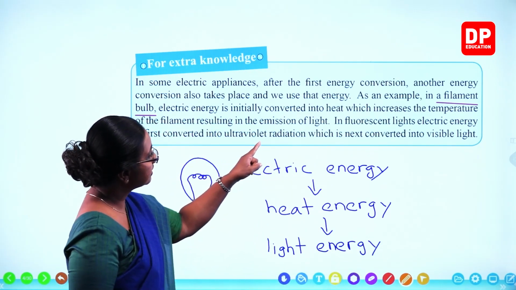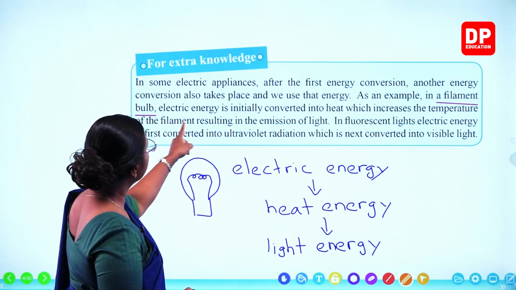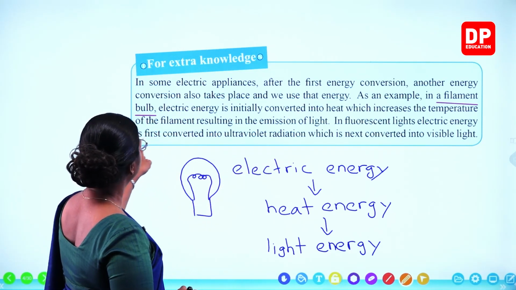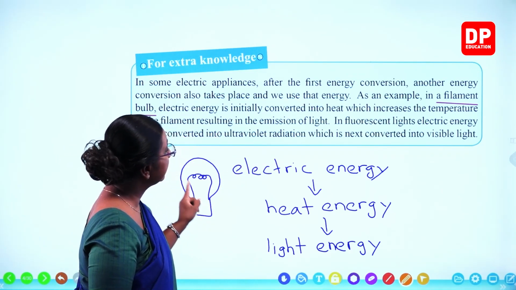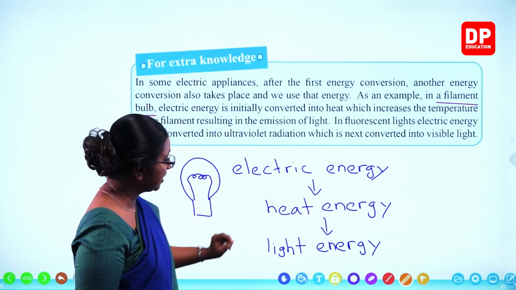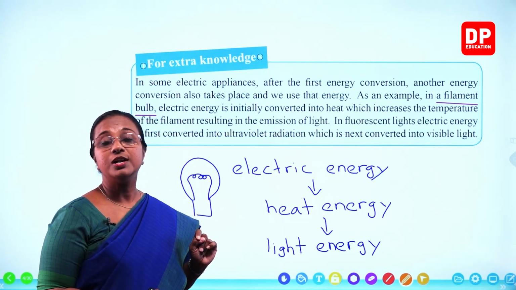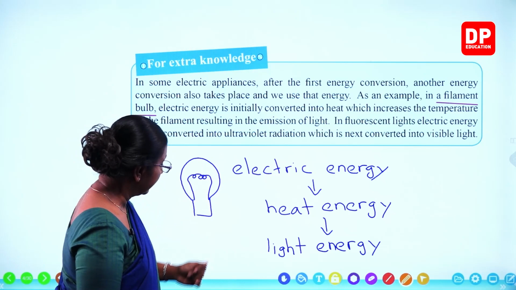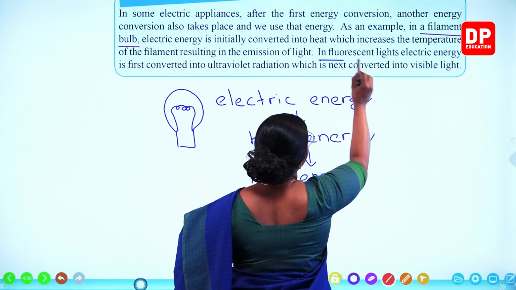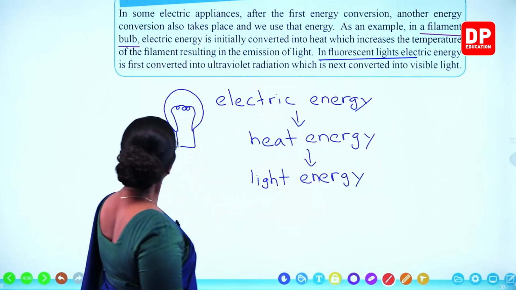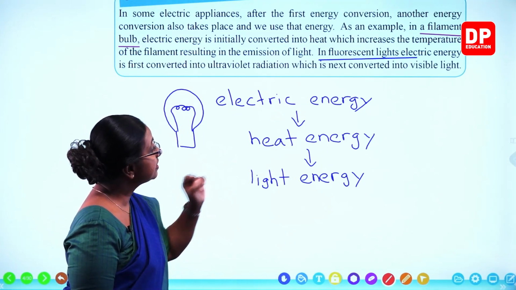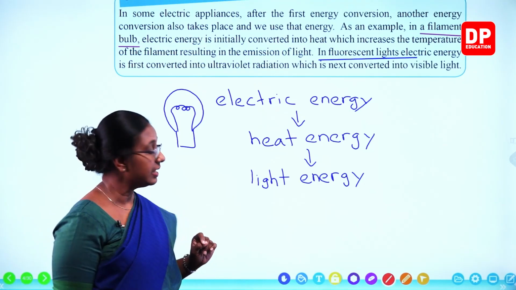So here you can see as an example, in a filament bulb, electric energy is initially converted to heat, which increases the temperature of the filament, resulting in the emission of light. So there electric energy becomes heat energy, then it is converted to light energy. Another example. In fluorescent lights, electric energy is first converted into ultraviolet radiation, which is next converted into visible light.